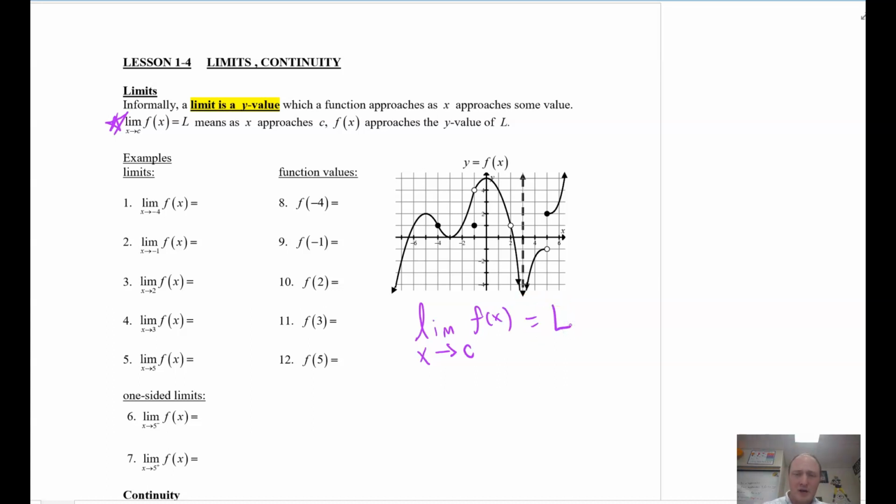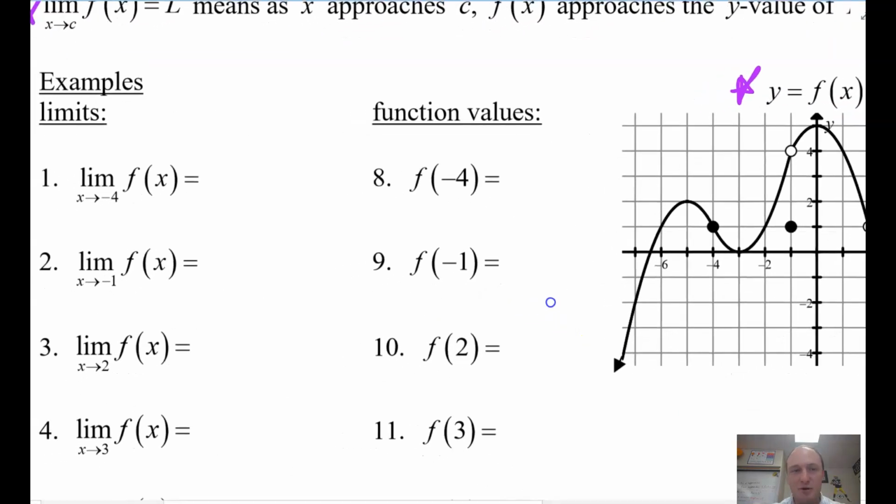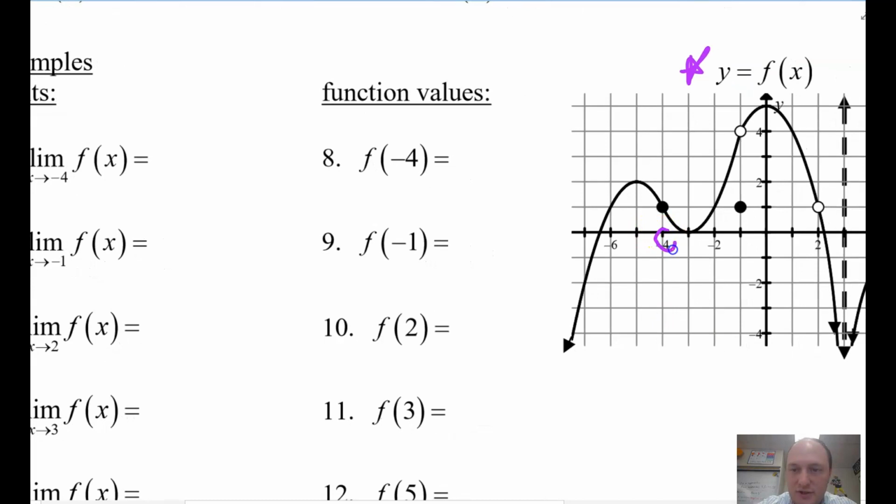The idea is that when we have a function, and we'll look at this example here, y equals f of x, you want to see what's the y value, what's the output at this value. So if we look at example 1, it says the limit as x approaches -4 of f of x is equal to. If I look at -4, my x value, which is here, as my function gets closer and closer to -4, what's this y value approaching? It's approaching this y value of 1.